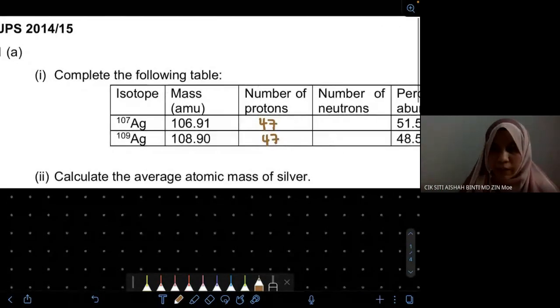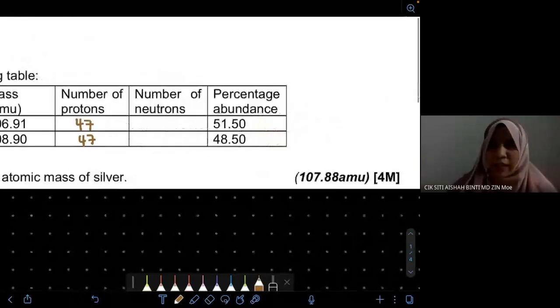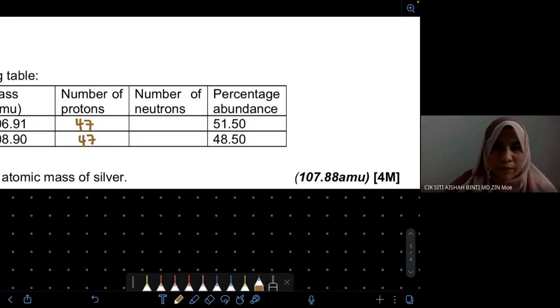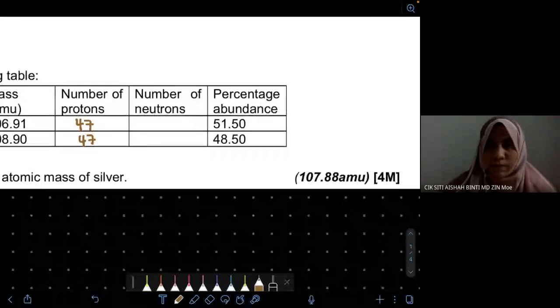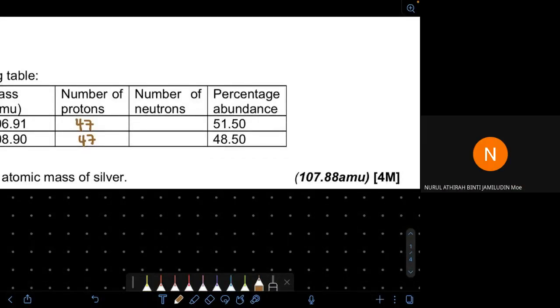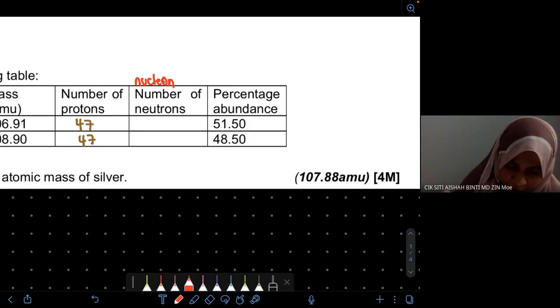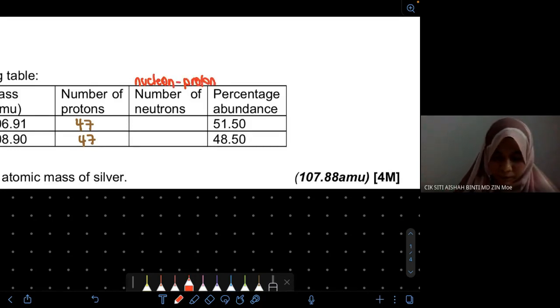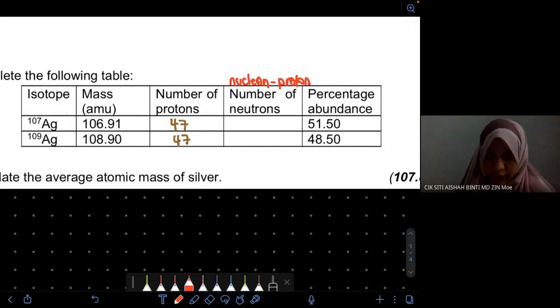Okay. So actually, how to calculate the number of neutron? Wait, Miss wants to give a name, Atira. The number of neutron. To find the number of neutron, we subtract the nucleon number with the proton number. Right, we subtract the nucleon with the number of proton. Okay, so the nucleon we already have, which is here 107, here 109. So it means that these two have different number of neutron.